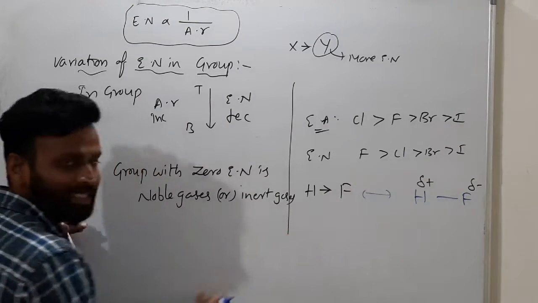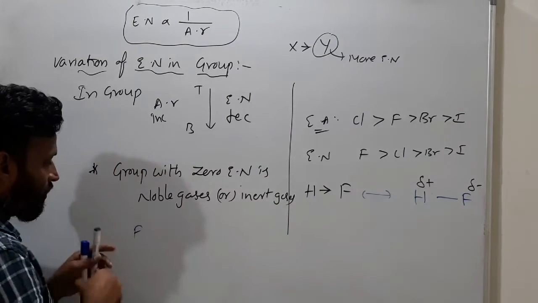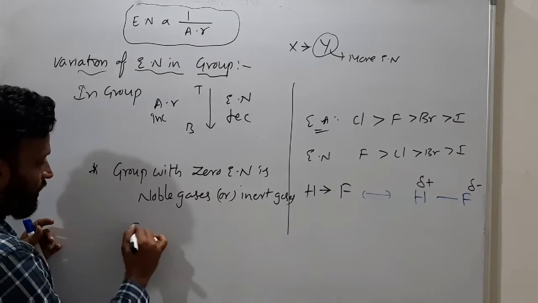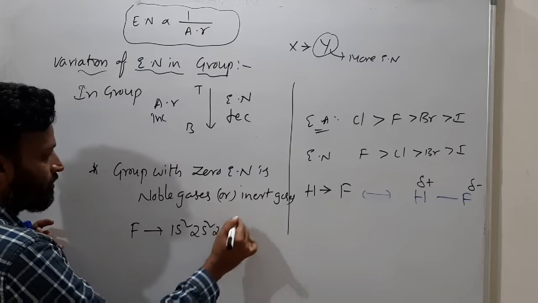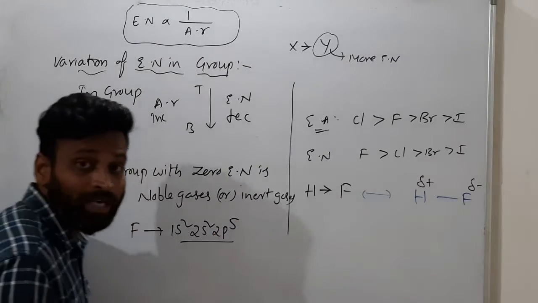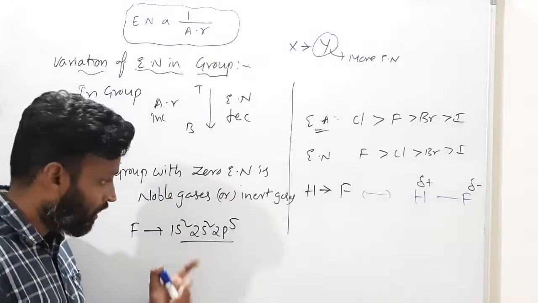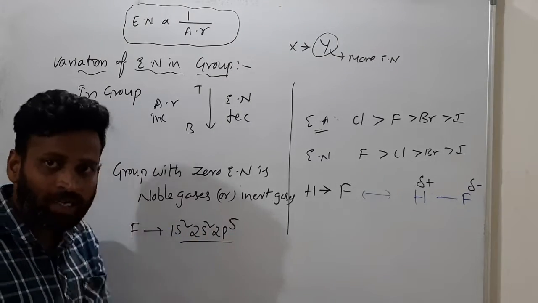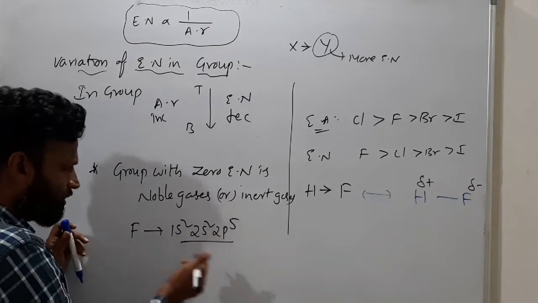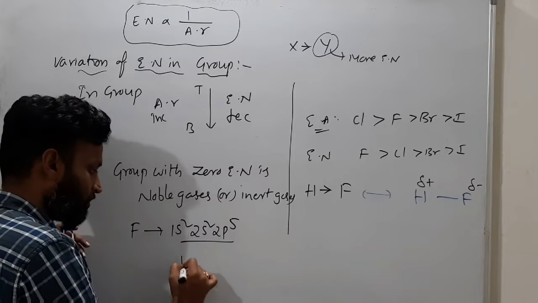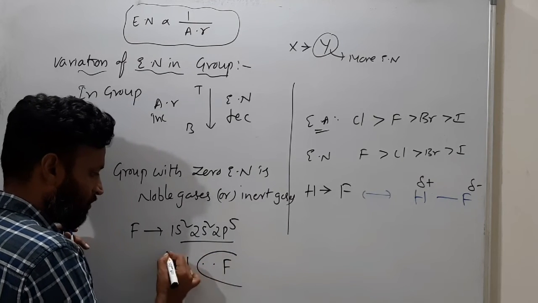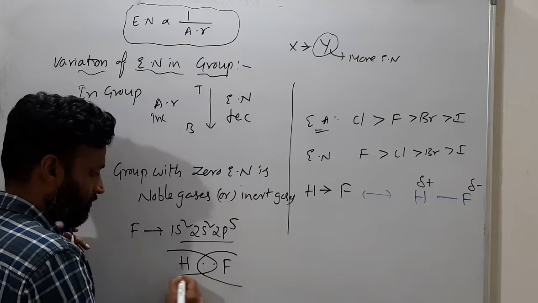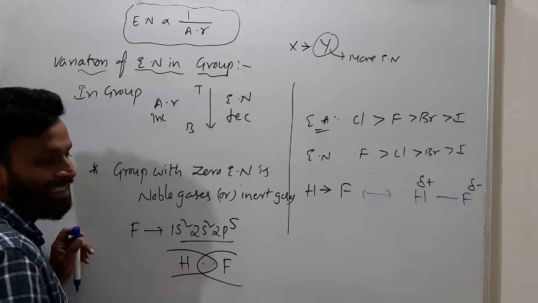Then why fluorine, sir? Because left to right size decreases, and fluorine's electronic configuration is 1s2, 2s2, 2p5, just one electron required to become more stable. To have an octet, just one electron is required. So it has a tendency after formation of the bond, where both contribute one electron. So fluorine has a more attracting tendency like this. Hydrogen has a small attracting tendency.